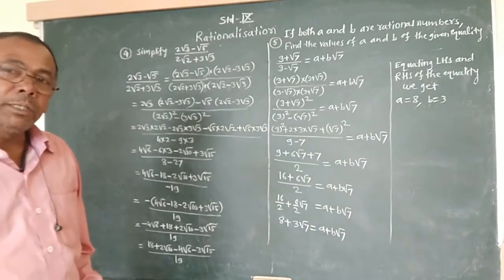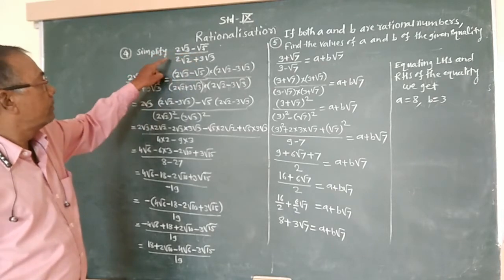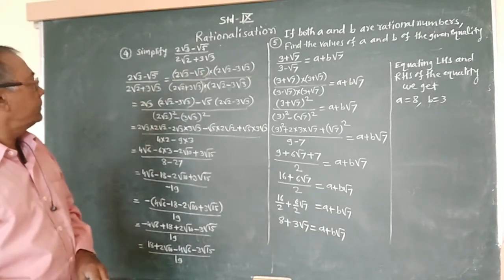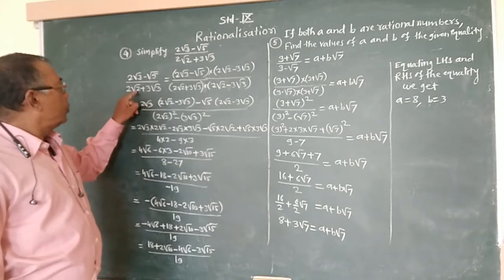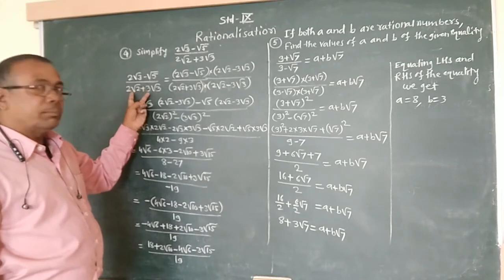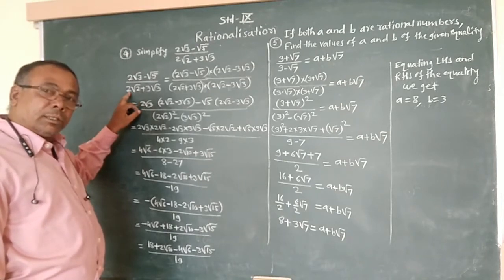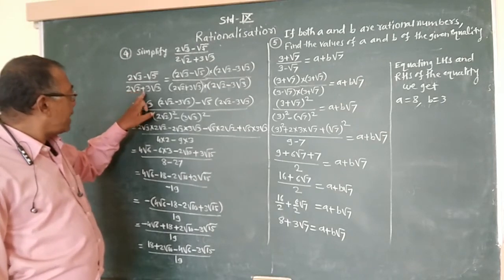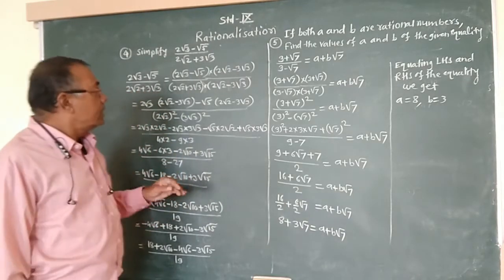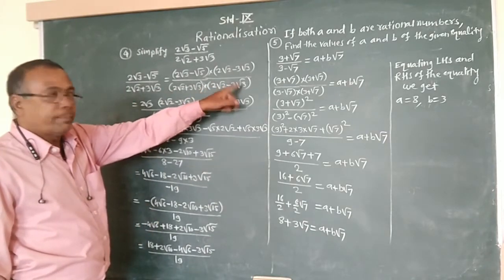Our fourth example is: simplify 2 root 3 minus root 5 divided by 2 root 2 plus 3 root 3. Here 2 root 2 plus 3 root 3 is an irrational number, and to rationalize the denominator we have to find its conjugate, that is 2 root 2 minus 3 root 3. So we have to multiply numerator and denominator by the rationalizing factor 2 root 2 minus 3 root 3.